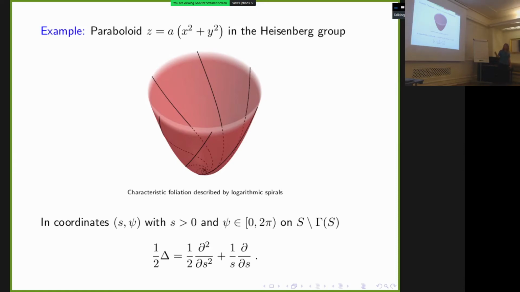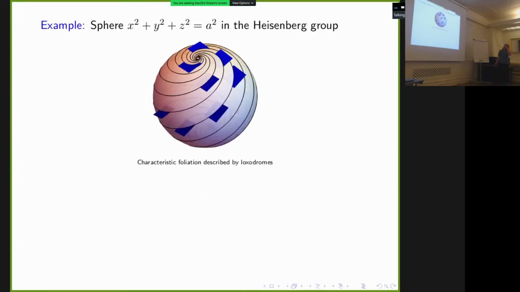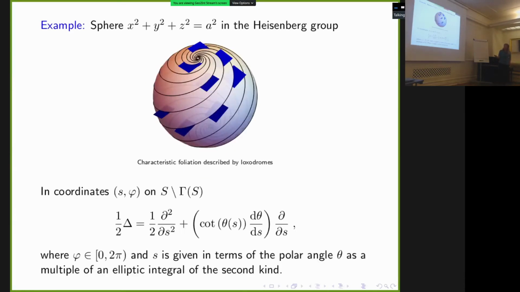Okay, so that's one example. And then the other example I showed early on is slightly more complicated. Again, we go for 1/2 of this operator. And here, in this drift term, you have an elliptic integral of the second kind appearing. It's a bit annoying. But you can still show that if you start at a leaf, you're never going to hit the north or south pole. So you're going to be confined to this leaf for all time.